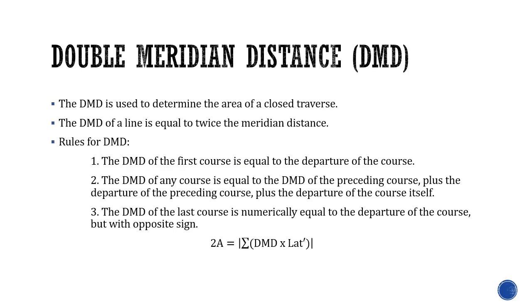Next method is the DMD, or the double meridian distance. Okay, so this is also used to determine the area of a closed traverse, no? Yan, so kapag nagde-determine tayo ng DMD, meron lang tayong mga rules na kailangan sundin.